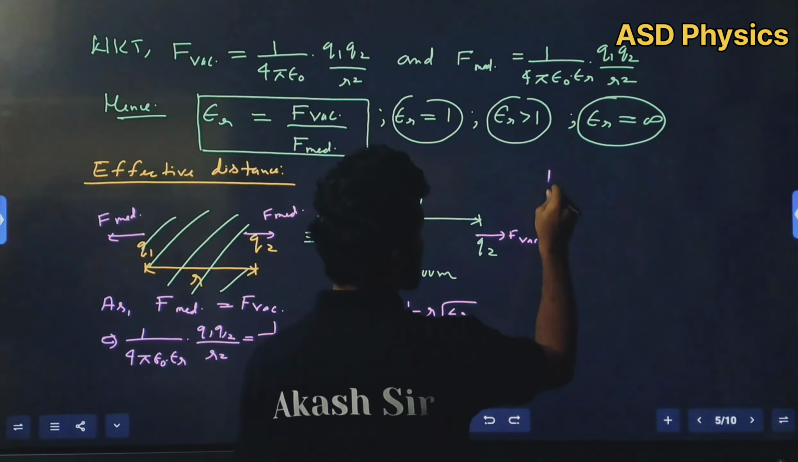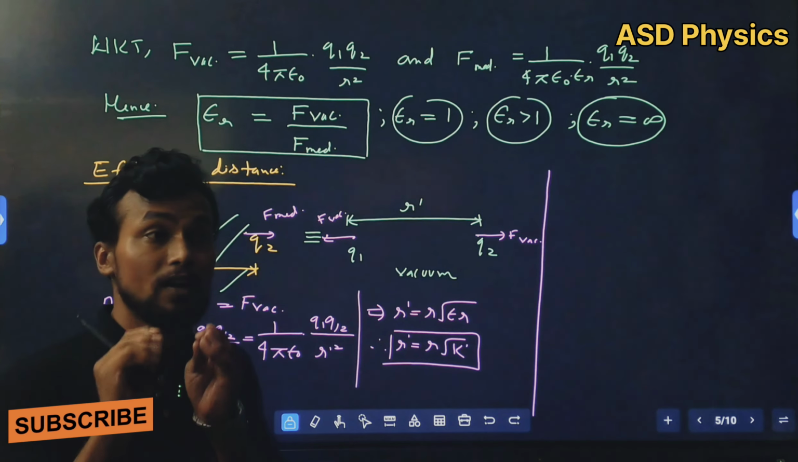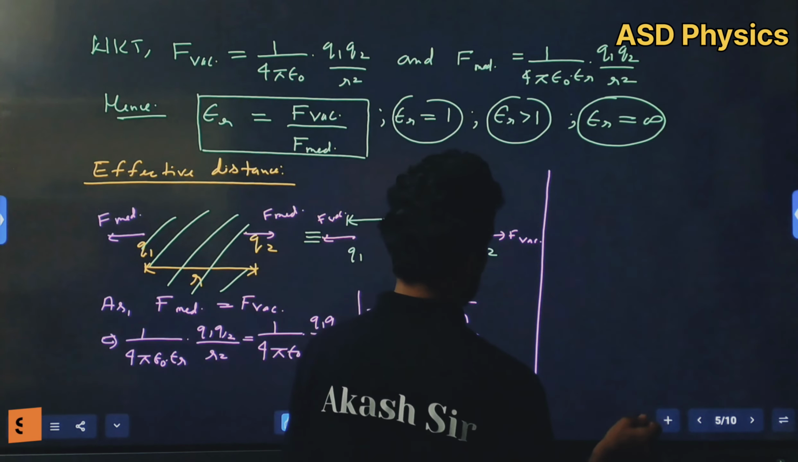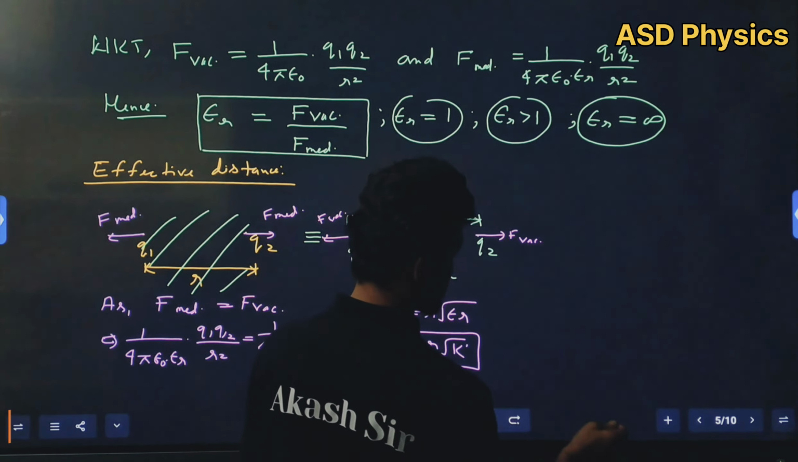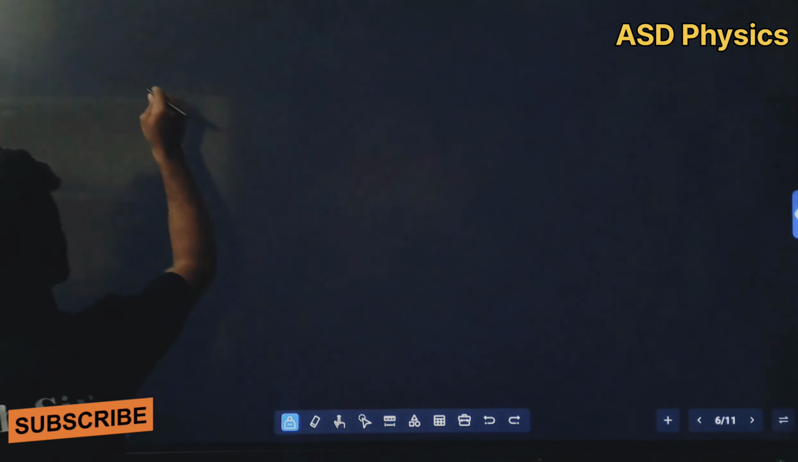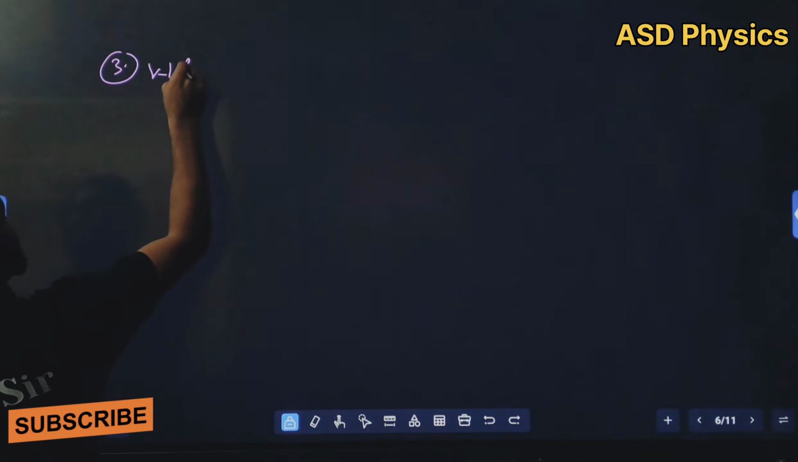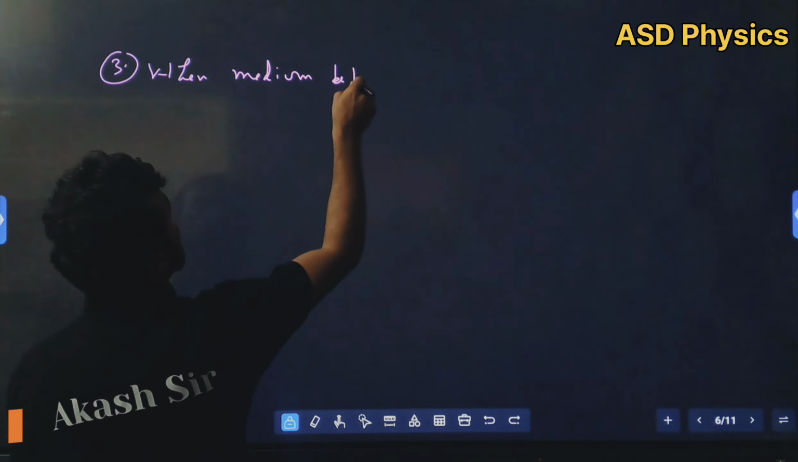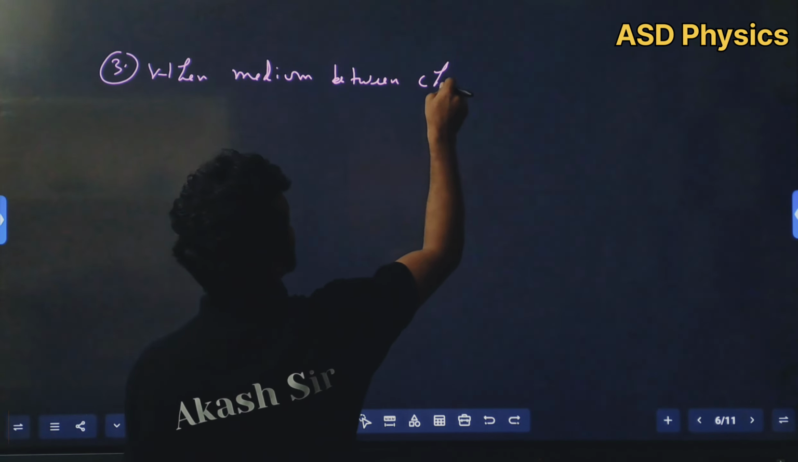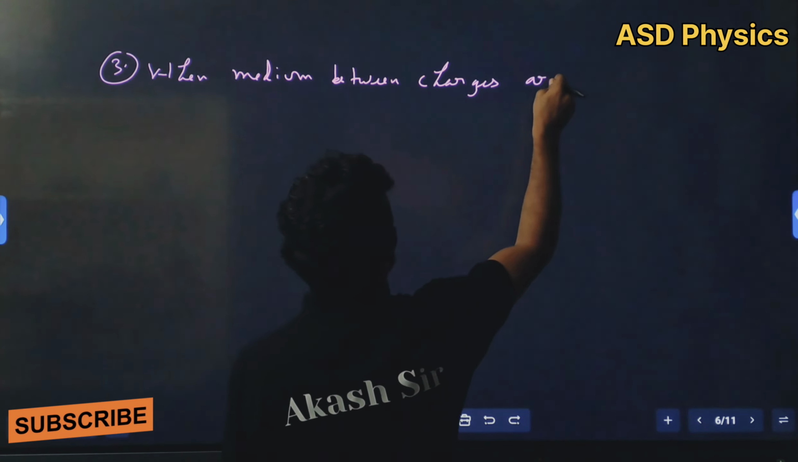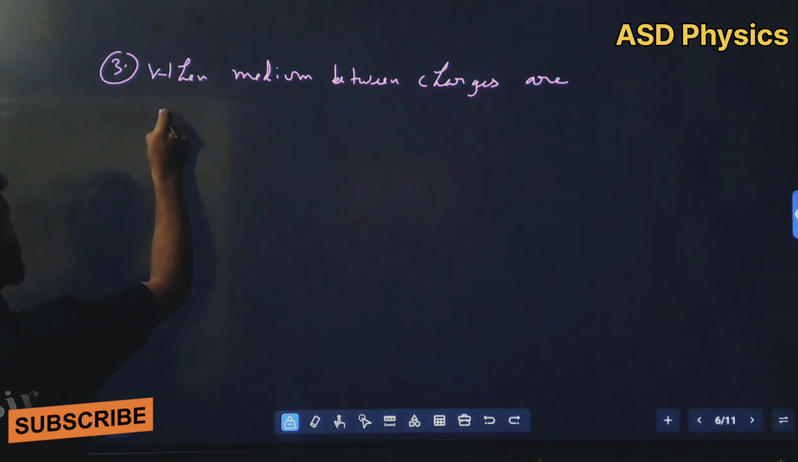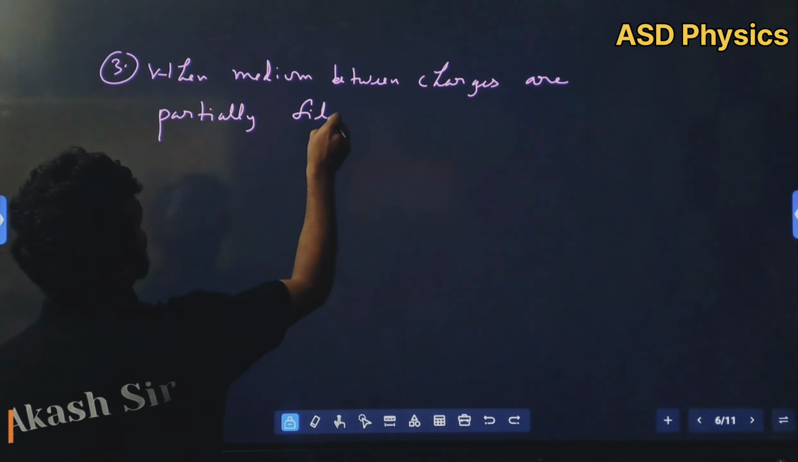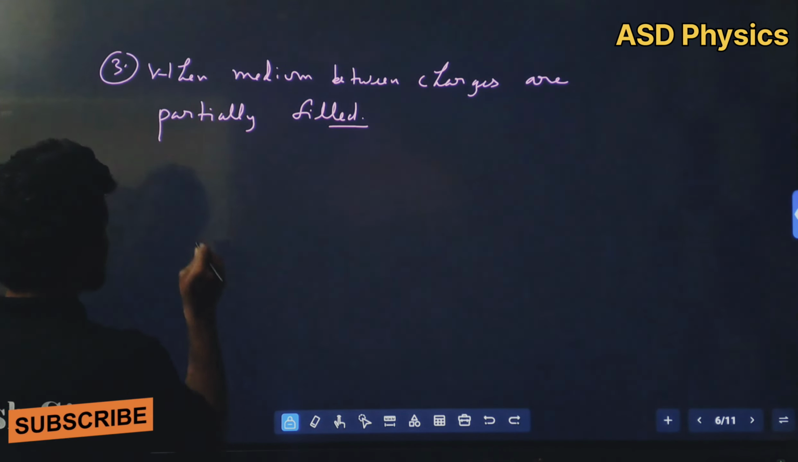So this concept we will use when the medium between the charges is not completely filled, when it is partially filled. Now I have taken one more, and this is the last point here: when the medium between charges is partially filled. This question and concept used to come in competitive exams a lot, partially filled here. Okay, so let's see, very easy.